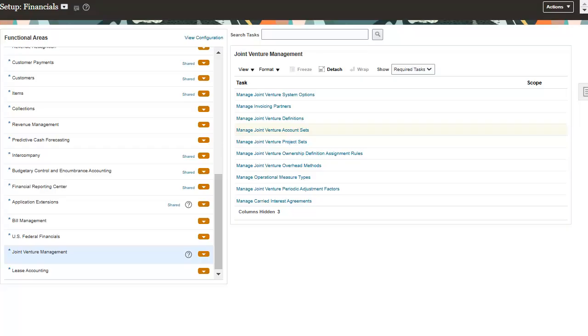Let's begin by looking at how we can set up the account sets that we have identified for our business. Under the Financials Offering in Setup and Maintenance, navigate to the Joint Venture Management functional area and select the task Manage Joint Venture Account Sets.